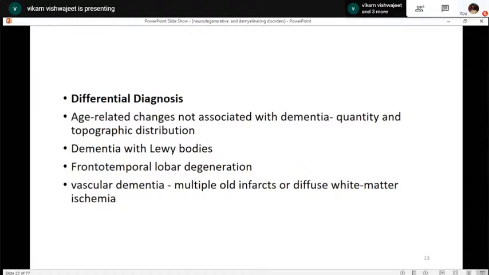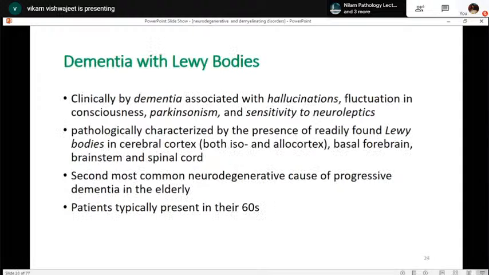And vascular dementia is another differential in this case, where multiple old infarcts or diffuse white matter ischemia can be noted. So coming to the next entity, that is dementia with Lewy bodies. Dementia with Lewy bodies accounts for 10 to 25% of neurodegenerative disorders, and it's characterized clinically by dementia associated with hallucination, fluctuation in consciousness, Parkinsonism, and sensitivity to neuroleptics. Pathologically, there is presence of Lewy bodies in cerebral cortex, basal forebrain, brainstem, and spinal cord. The patients present in their 6th decade.